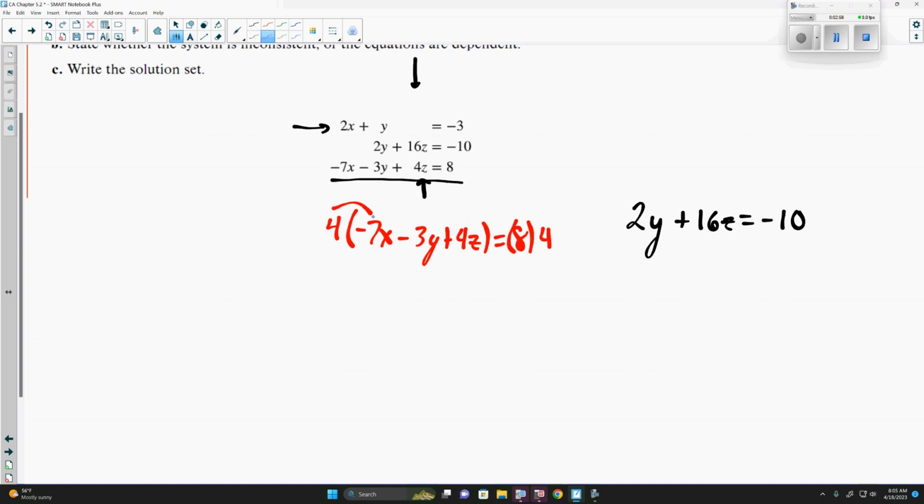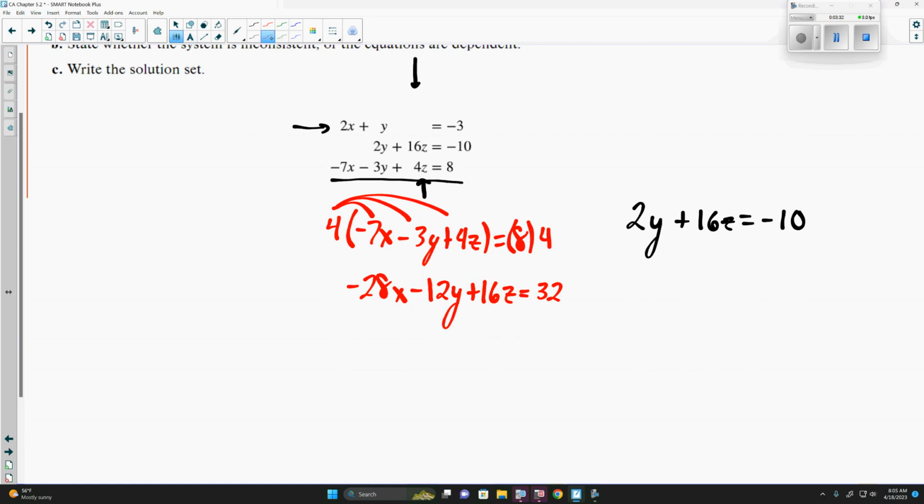We multiply the whole equation by 4. 4 times negative 7x is negative 28x. 4 times negative 3y is negative 12y. And 4 times 4z is plus 16z. And lastly, 8 times 4 is 32. Any questions on this so far?